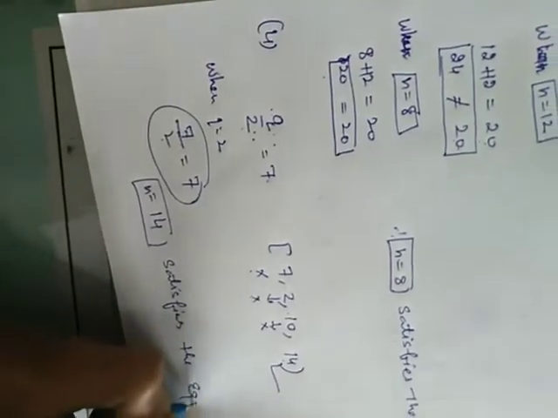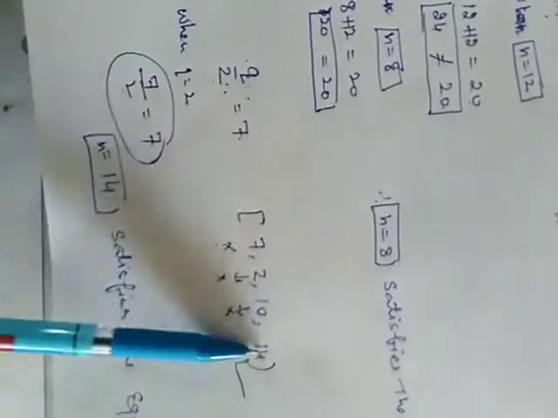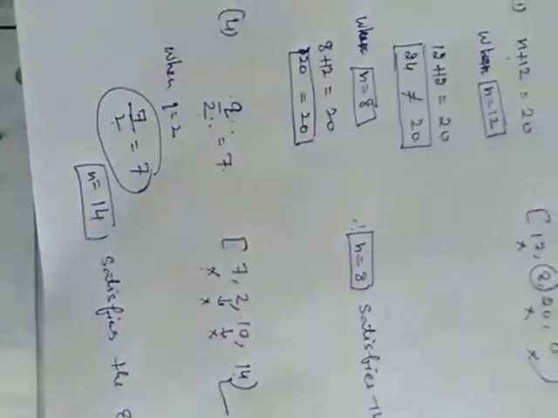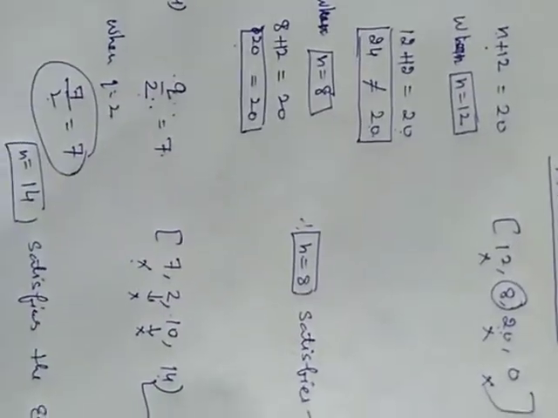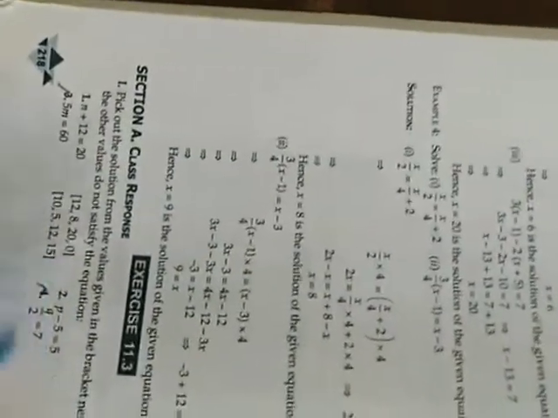Okay. So this is the way to solve this question. You have to simply substitute the values which are given to you turn by turn, and then find which value satisfies the equation. Satisfy the equation means both the sides of the equation should be equal. Okay, and solve the other parts also by yourself.